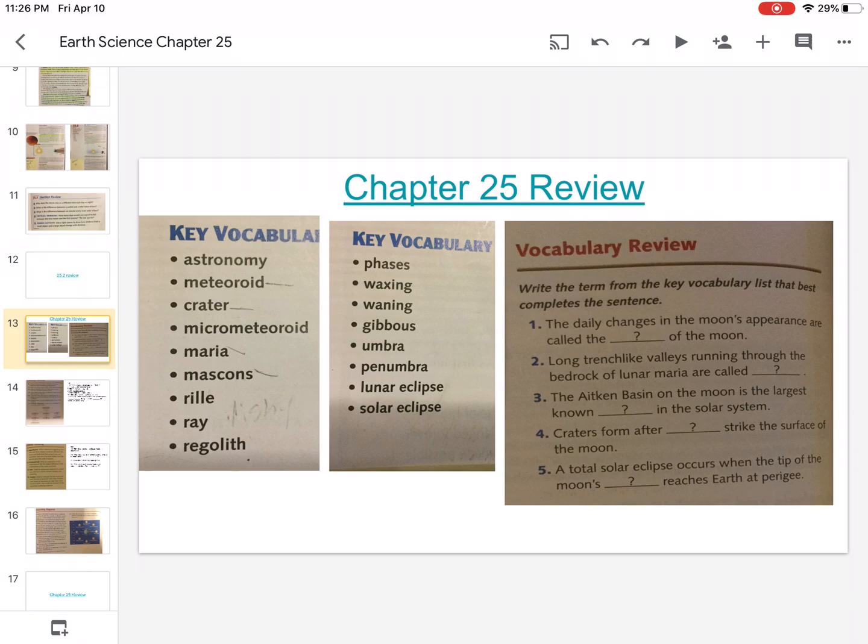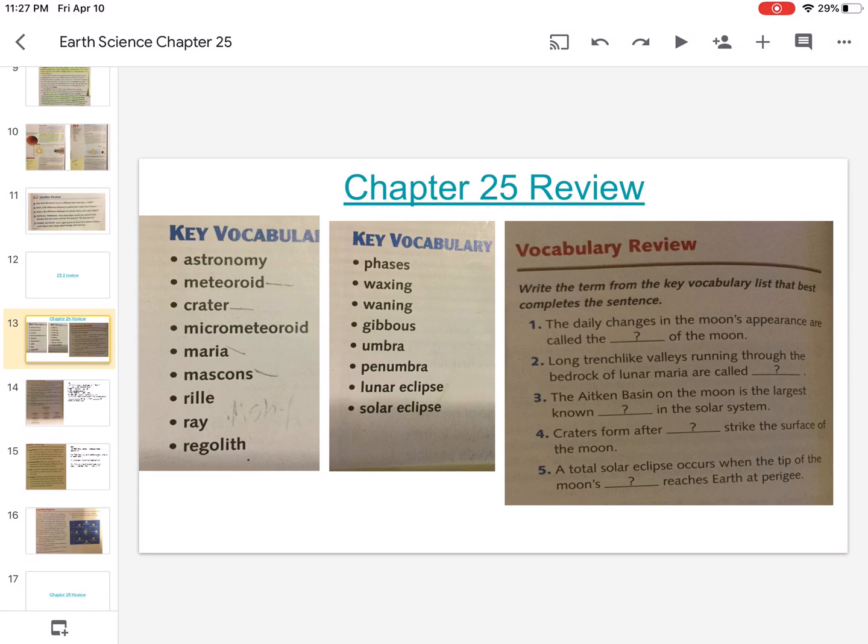The moon what? Okay, so I want you to look at the second set of key vocabulary, and you should be able to figure out what those are. When the moon changes, what do we call that? It's vocabulary, so it's going to be in bold. Long trench-like valleys running through the bedrock of lunar Maria are called. You might not remember, we did mention Maria before, but if you look on page 558, you will find in bold your answer. And that is going to be in your first set of key vocabulary.